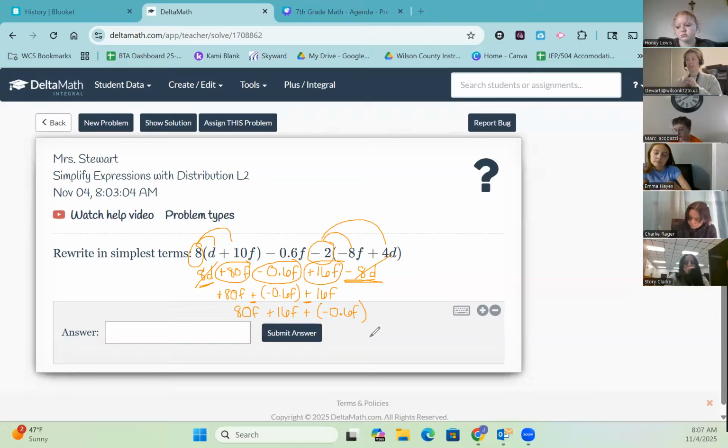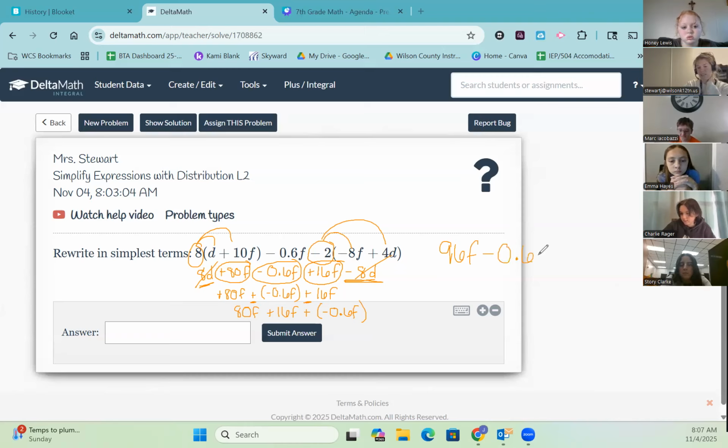You with me? Does that make sense? Okay, you have to move that whole term. And if that term is negative, you better keep that negative sign with it. Because if you leave the negative sign, then you got a problem, right? Because we don't want 80F minus 16F, right? We want 80F plus 16F, in which case we get 96F minus this is 0.6F. All right. And if I do 96 minus 0.6, I get 95.4F.